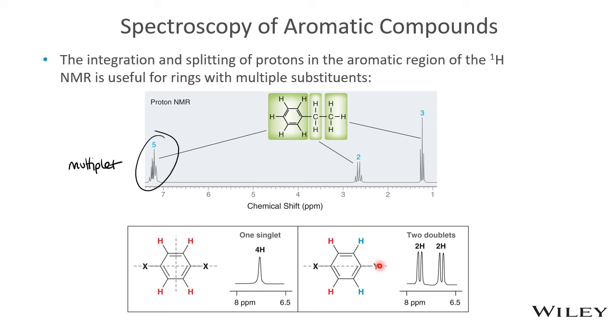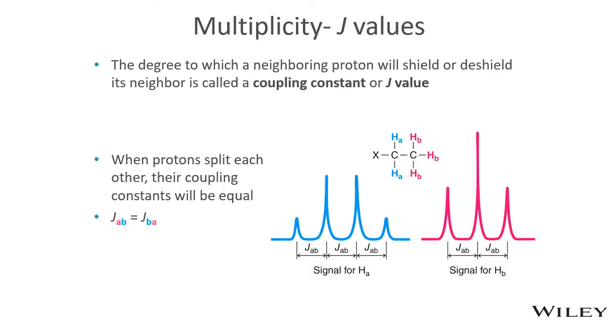If Y is an electron donating group or not as electron withdrawing as X, then that will shift these further to the right. So that would represent the peaks on the right. So these are two typical patterns that you would see with the para-substituted benzene rings.